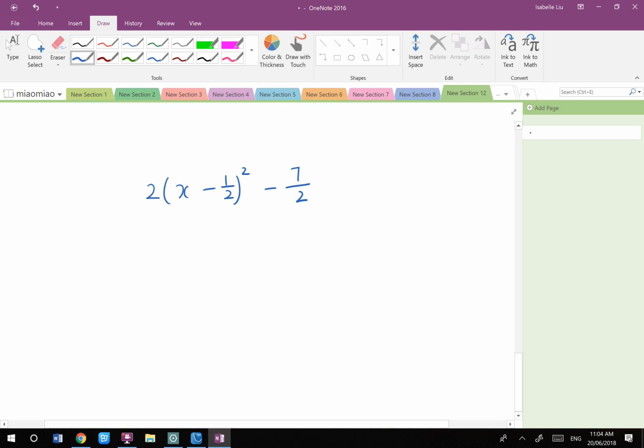But you need to be careful. This is not in the a squared minus b squared form, because of the coefficient 2. This 2 is not squared yet. So if you want to factorize that further, you need to take this 2 out as a common factor.